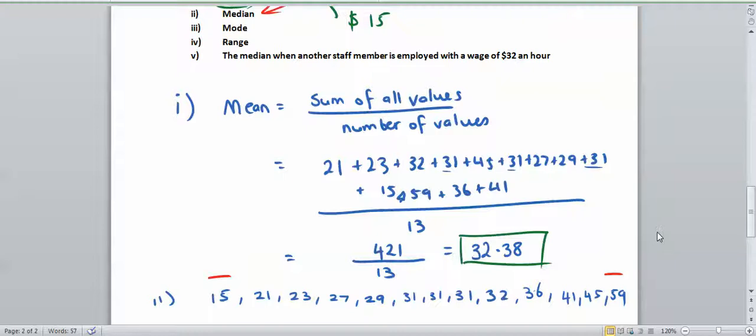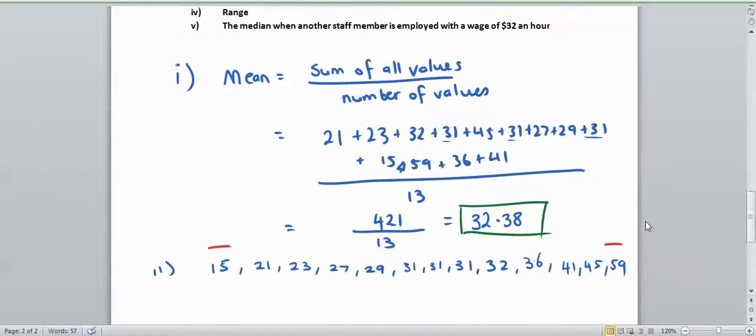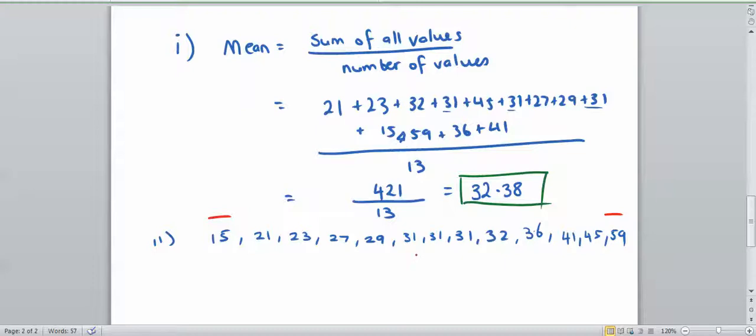Now, the median, we need to find the middle value. Remember that if it's odd, it works out quite nicely because it's actually a value. If it's even, it has to be in between. So this is our 6th value, and that's our 8th value. Our middle value is actually in the middle of those. So our median is equal to 31.